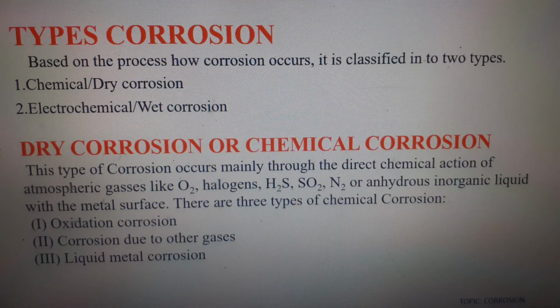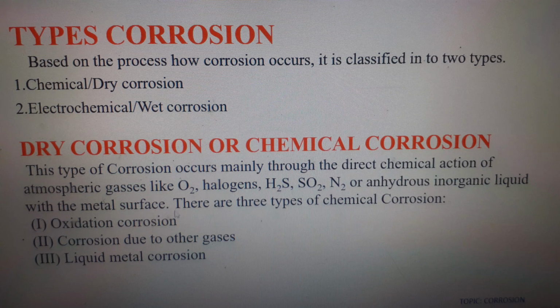So basically the whole corrosion phenomena is divided into two types, that is chemical or dry corrosion and electrochemical, or it is also known as wet corrosion. In this particular video we will be studying about only chemical, or dry corrosion. Now dry corrosion basically happens due to the direct chemical action of atmospheric gases like oxygen, halogens, sulfur dioxide, nitrogen, or anhydrous inorganic liquids with the metal surface.